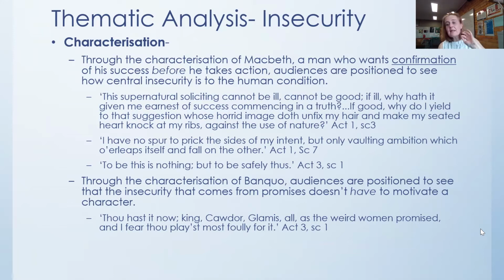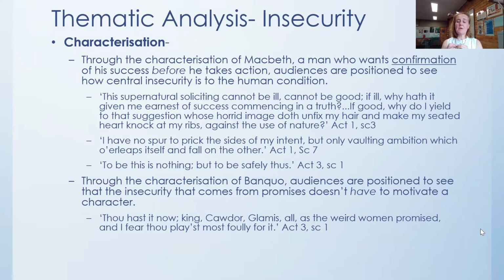Okay, so clearly there's a lot more that we could say about Macbeth. He's central to the characterization of insecurity. But because we never look at characters in isolation, let's think about the juxtaposition of Macbeth against other characters. So the characterization of Banquo lets audiences see a character, positions an audience to see that insecurity comes from promises, but they don't have to motivate a character.